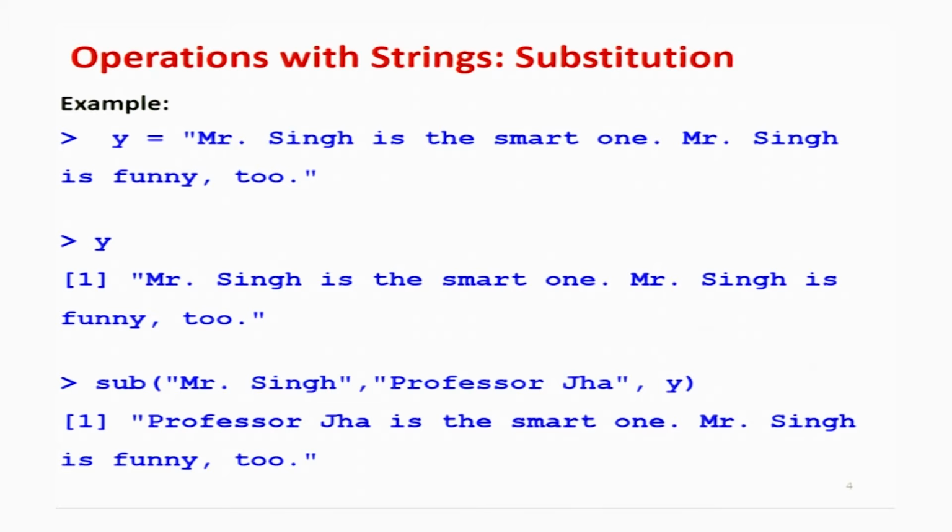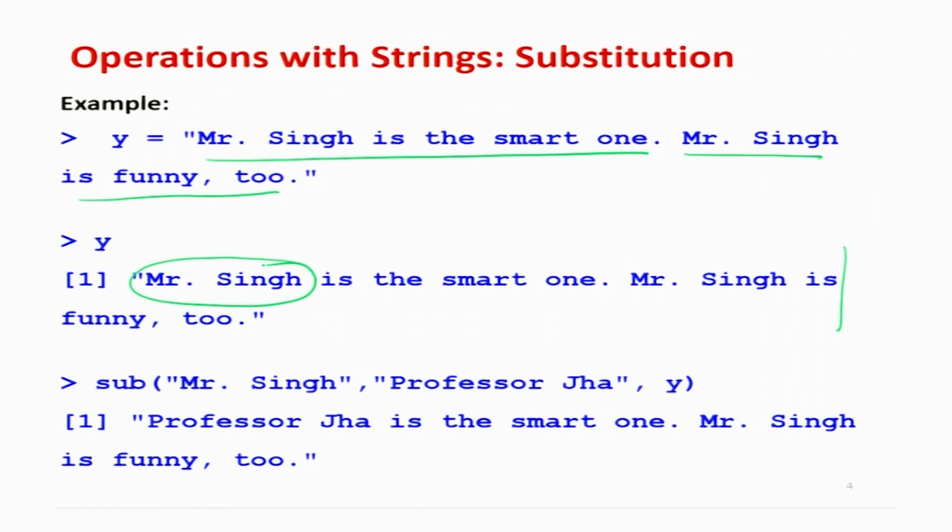Let me take some more examples. Suppose I take one more string, Mr. Singh is the smart one, and then I write once again a sentence which has Mr. Singh. So I write Mr. Singh is funny too, right? So that is your string. Now what I want is to replace this Mr. Singh and this Mr. Singh by a new word, Professor Jha, right? So first I use the command sub and see what happens.